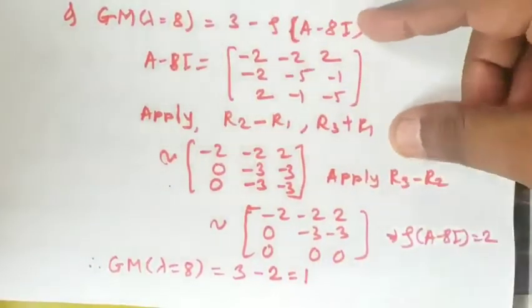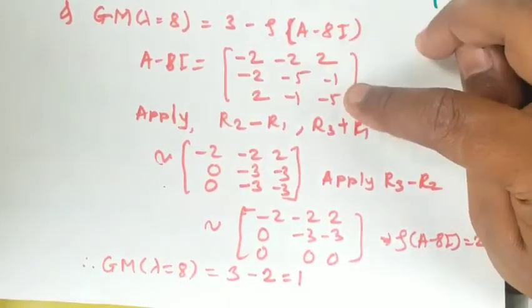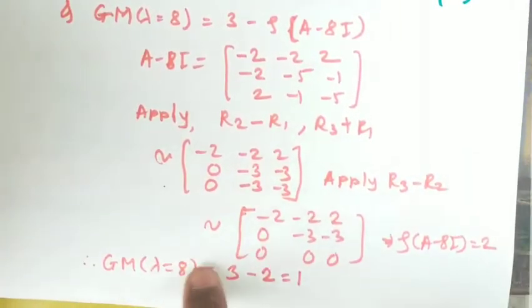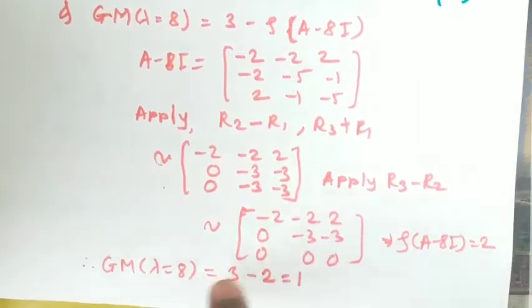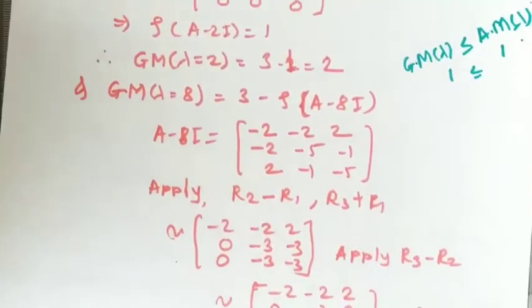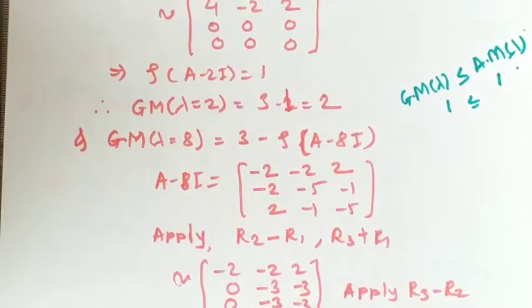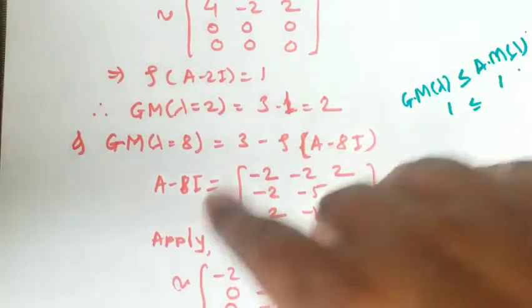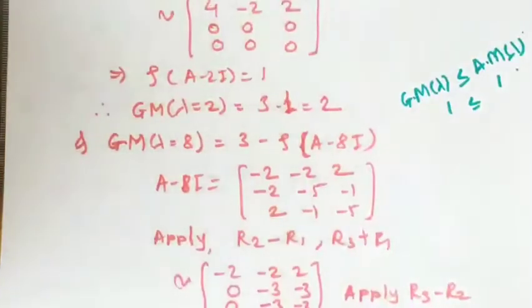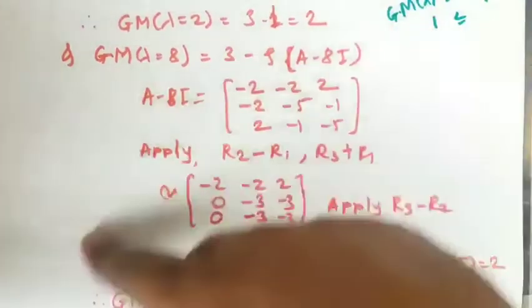You can see that after putting lambda equal to 8, we'll get this matrix, and if you calculate the rank of that matrix, we'll get 2. Hence the difference between the number of unknowns and the rank will be 1. Hence geometric multiplicity is equal to 1. So whenever the eigenvalue appears only once, meaning it is not repeated, then in that case the algebraic multiplicity will be equal to the geometric multiplicity. Directly you can write. And just for understanding purposes, I have solved it thoroughly.